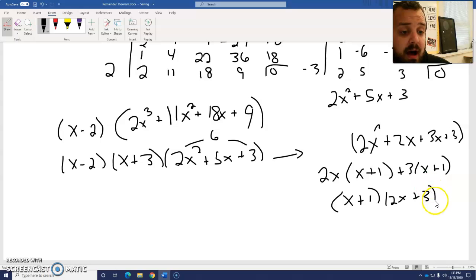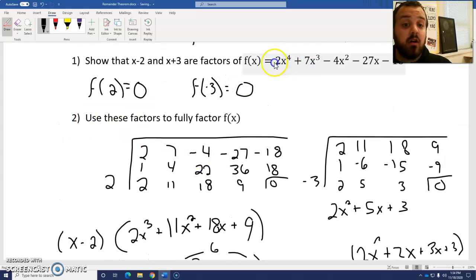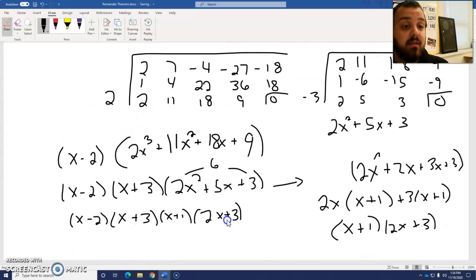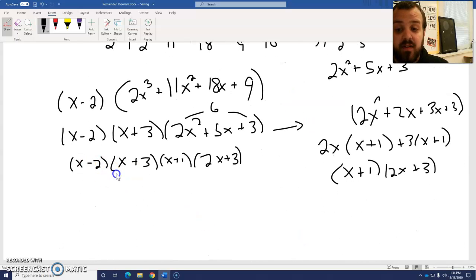And so our polynomial fully factored is x minus 2 multiplied by x plus 3 multiplied by x plus 1 multiplied by 2x plus 3. Those are all the factors of this polynomial. We just fully factored a 4th power polynomial. Okay, that's pretty good. All right, that's a big polynomial, and we just fully factored it here.